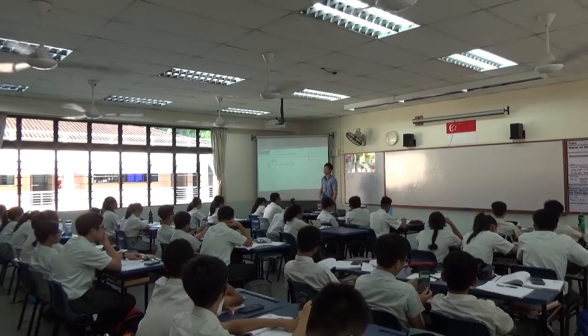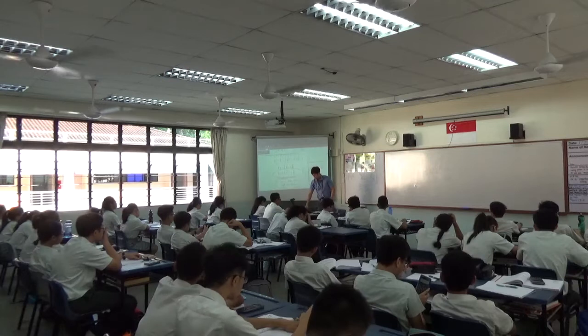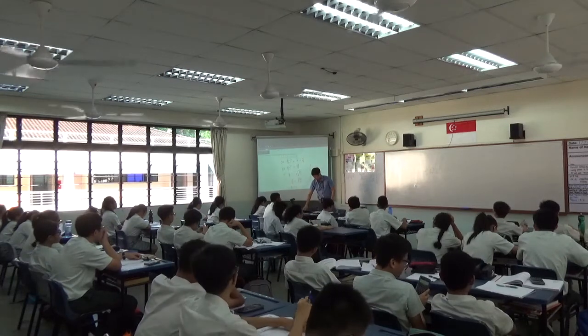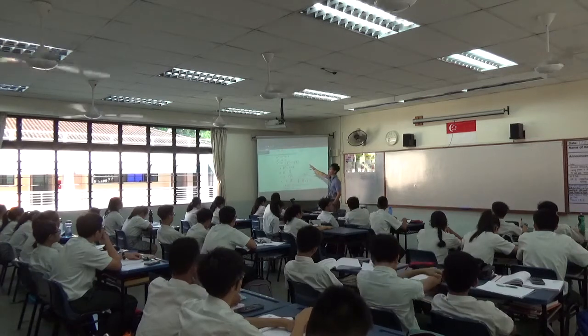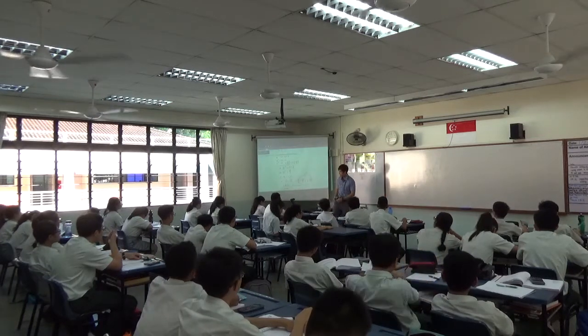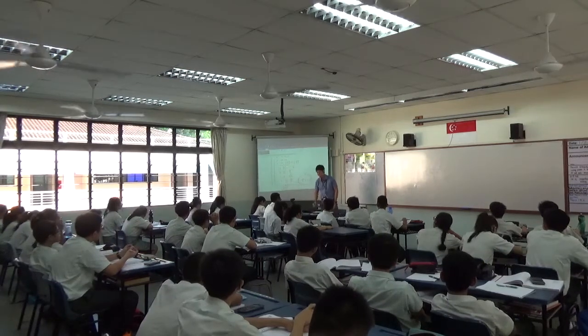Formula, okay, I'm coming to that. Now, wouldn't it be nice, for this kind of question, solve x squared minus 3x minus 5 equals 0. Wouldn't it be nice if I can just summarize all of this and reach this answer straight away?